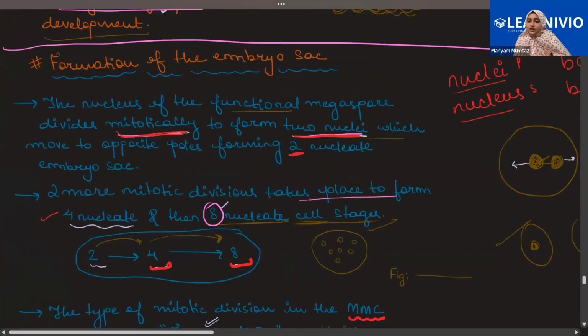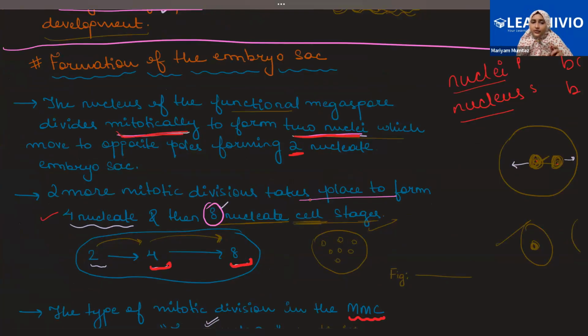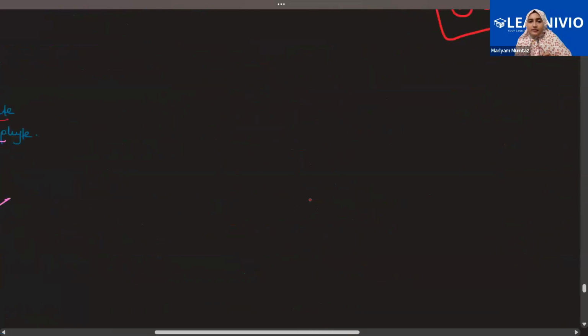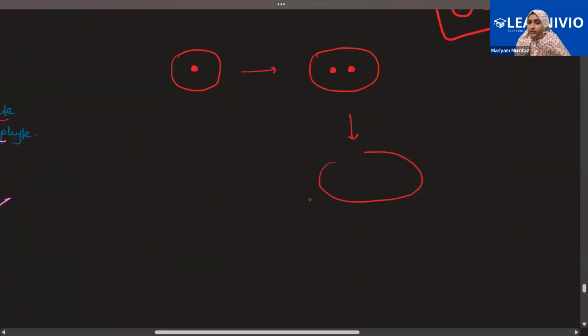So when I say that two nuclei are formed, now you can already see there are two, right? And what they do is that they move to opposite poles, forming a two-nucleate embryo sac. For example, this is a megaspore and it has a nucleus. Now it will divide and form two nuclei, one, two. These nuclei will move to the opposite poles, one will go here, one will go here. Got it?